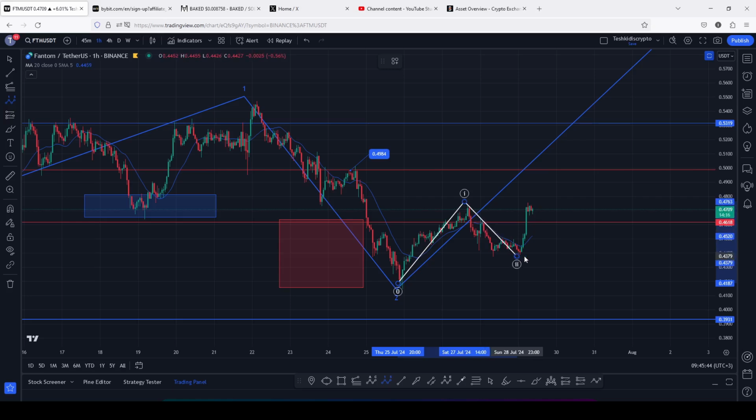And once we have a low in place for this second wave, what we expect next is a bounce in an Elliott wave count 3 before we can expect a wave 4, and then an Elliott wave count 5.